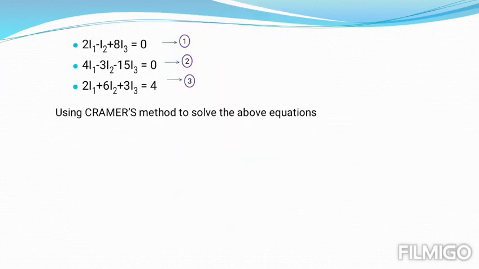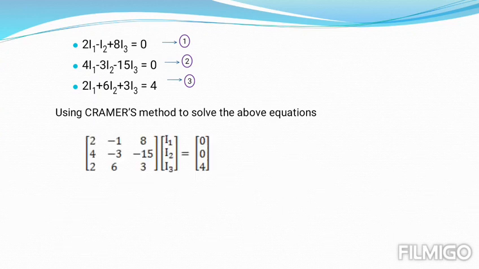Now I am writing down all these three equations at one place such that I1 terms, next I2 and then I3 terms for each equation. After writing down, in order to solve these equations, here I am using Cramer's method. First, write down the basic matrix equation for the above three equations. It becomes 2, 1, 8; 4, minus 3, minus 15; 2, 6, 3 multiplied by I1, I2, I3 is equal to 0, 0, 4. Here, the basic matrix has been formed by considering the coefficients of I1, I2 and I3 respectively in each equation.